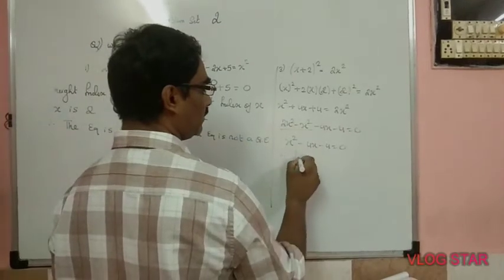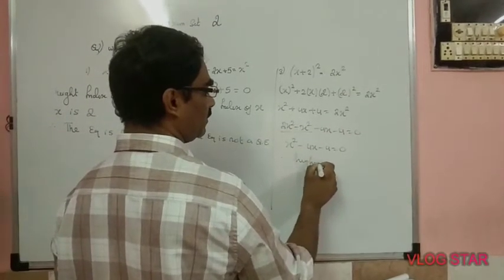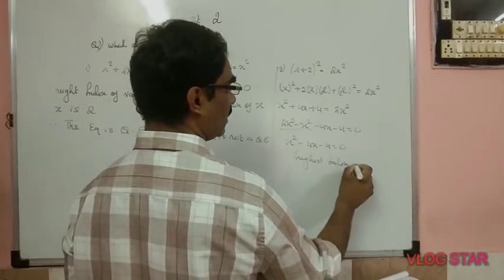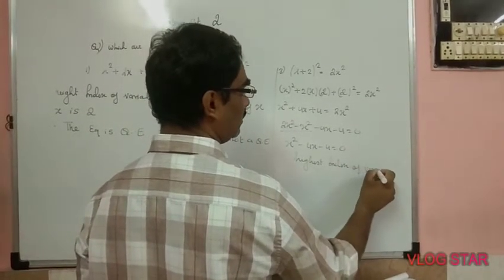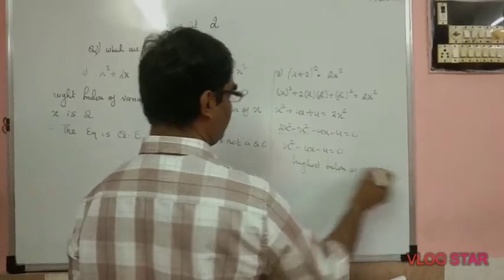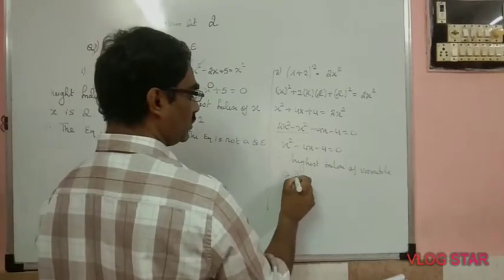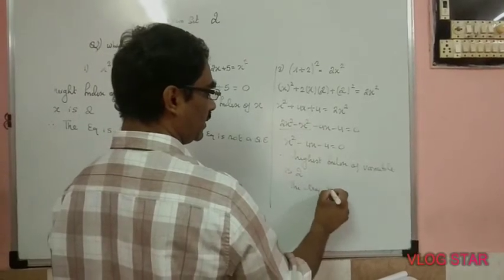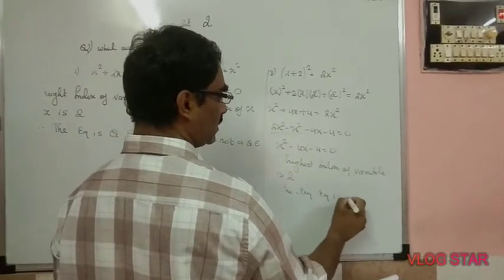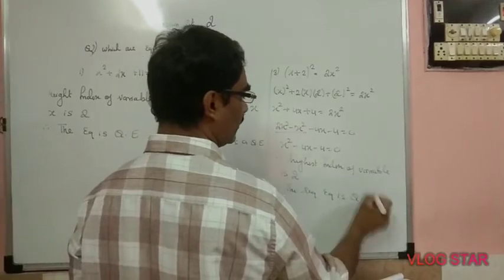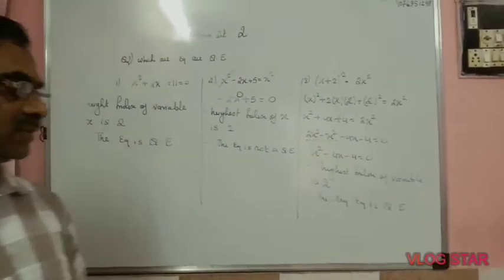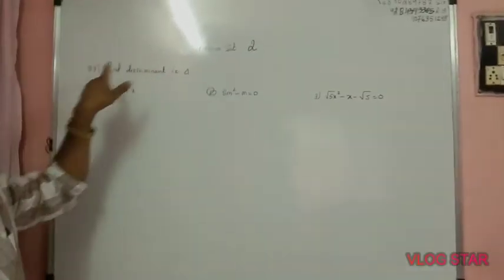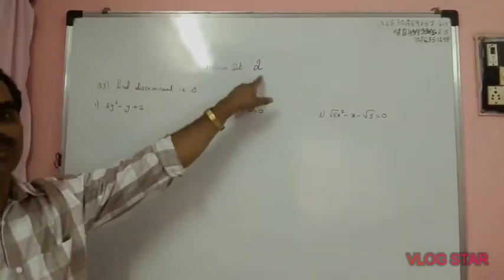Therefore, highest index of variable is 2. Therefore, the required equation is quadratic equation. This was the first. Second sum we have completed. Correct? Question number 3, problem set 2.